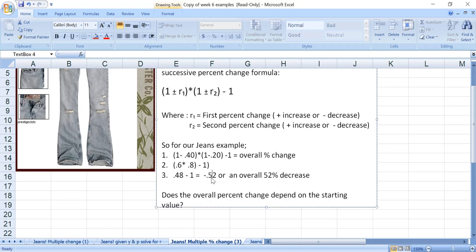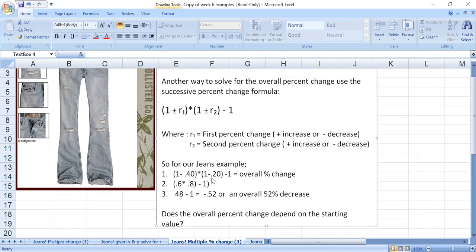Now, what's wild about this is that when we did this calculation, as you may have noticed, we did not include any information about the cost of the jeans. And this is because the cost of the jeans doesn't matter. I mean, it matters to you if you're buying them, but it doesn't matter in terms of the overall percent change. The percent change doesn't depend on the starting value. If you are taking 40% off and an additional 20% off of a multi-billion-dollar yacht, it's still going to be 52%, the same as if you took 40% off or 20% off of a $10 bottle of Windex.